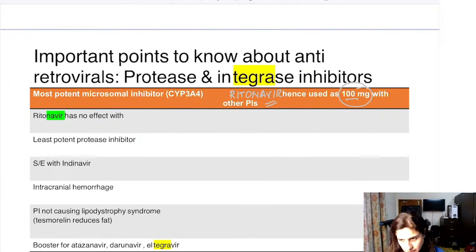Ritonavir. Yes, Kishore. Now, which protease inhibitor का फायदा नहीं है if we combine it with ritonavir? So ritonavir has no effect with, किसके साथ नहीं इसको, which protease inhibitor cannot, there is no use combining that protease inhibitor with ritonavir.